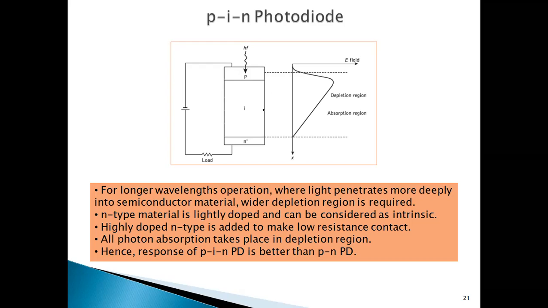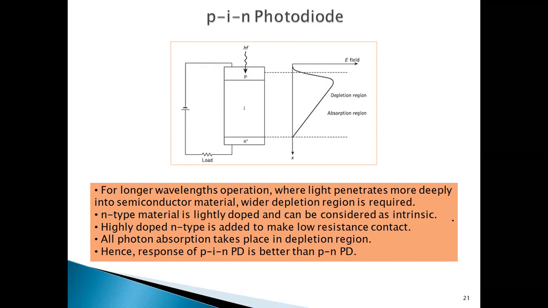Okay, so the PIN photodiode is basically the improvement of the PN photodiode before. By lightly doping this particular N type material, we can reduce the diffusion region and have a longer depletion region. If you base it on this figure, the depletion region here is quite wide, very wide, and this is where the photon absorption happens. So it can be said that the PIN photodiode is the improved version of the PN photodiode.